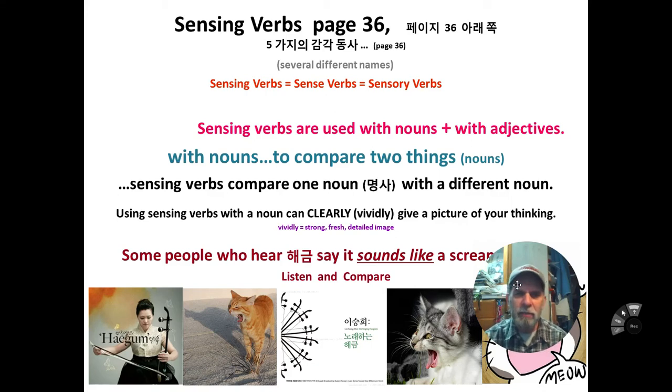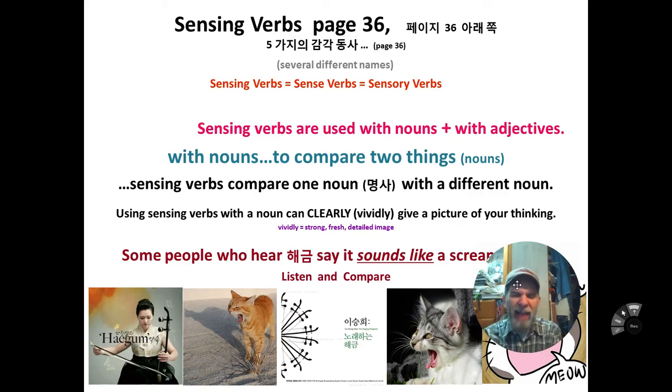In the pink. Sensing verbs are used with nouns plus with adjectives. Okay? Sensing verbs are used with nouns. Sensing verbs are used with adjectives. Nouns, adjectives. Here, this one, in the blue. With nouns, sensing verbs are used to compare two things, two nouns. When you use sensing verbs, you're comparing one noun with another noun.